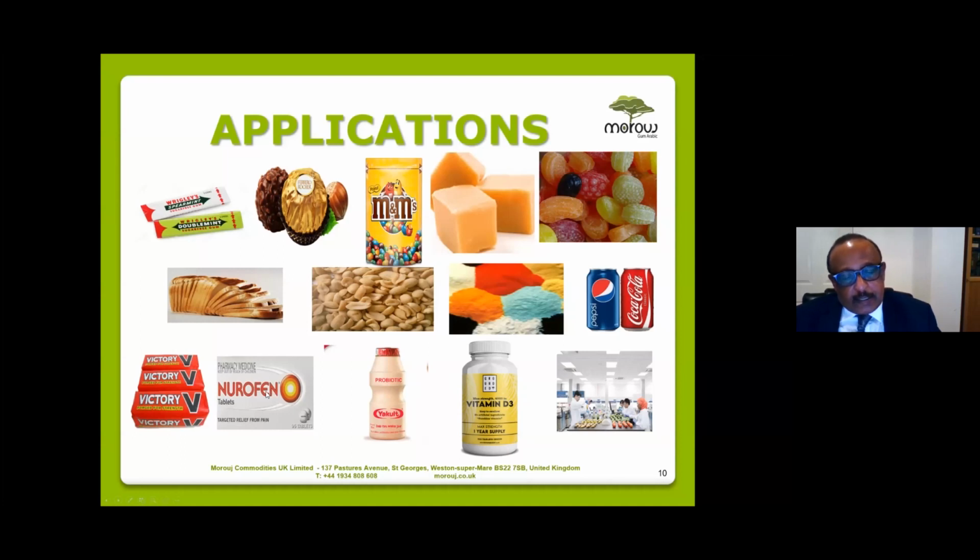The pharmaceutical tablets, say for example, these Nurofen tablets, which is a UK product. Gum arabic is used as a glazing agent, and also for cough lozenges. Gum arabic is used at a high level of consumption or usage and gives control of the flavor.